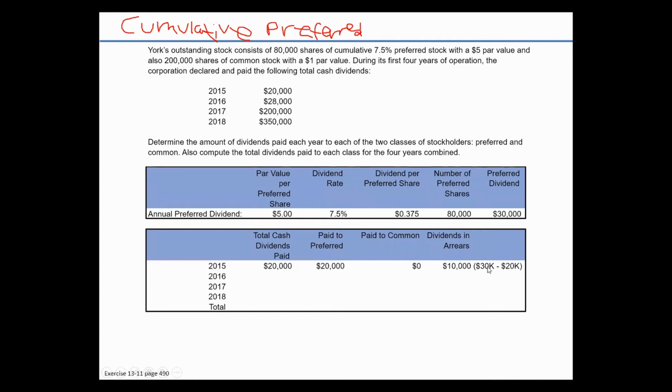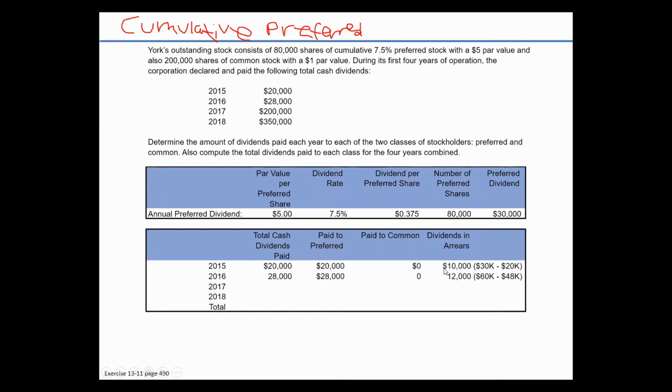We figure that out by taking 30,000, the preferred dividend, minus the 20,000 that they received, which gives us the amount of dividends that are in arrears. Then in 2016, we declared a $28,000 dividend. We would pay all of that to the preferred. Common still is not going to get anything because we're still not at that 30,000 preferred dividend. So the preferred are going to get everything.